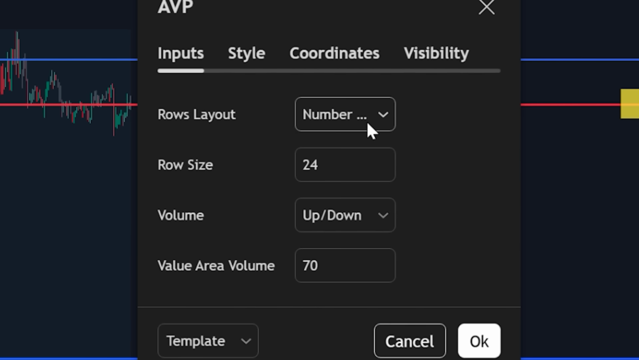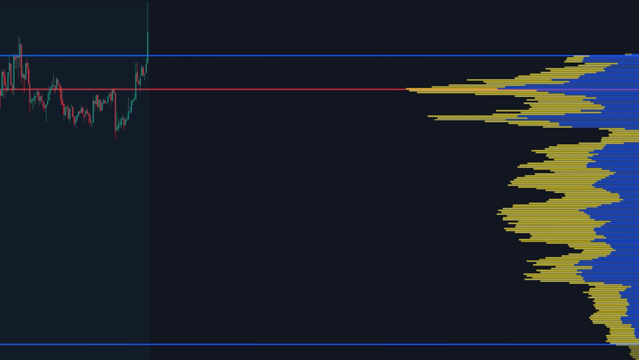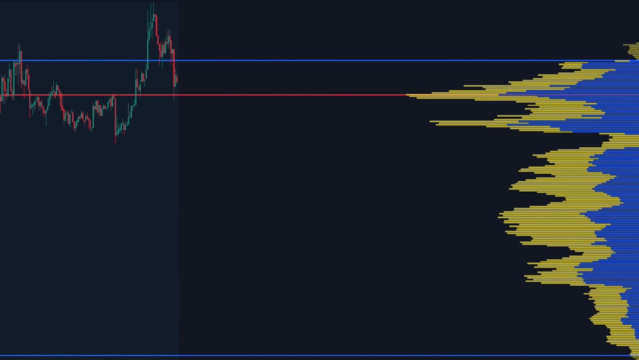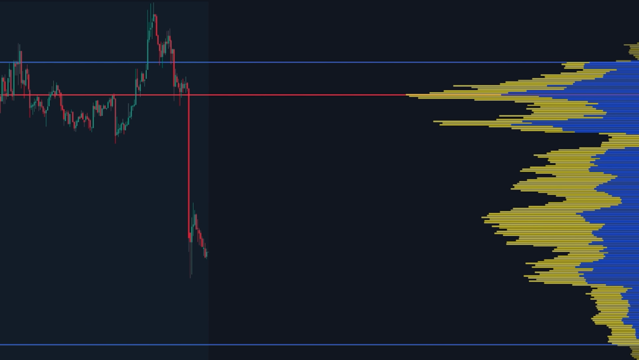Change row layout to number of rows and set it to 400. The default setting gives you 24 rows: blurry, imprecise, useless. At 400 rows, the profile becomes sharp enough to actually trade from. Now that volume profile is on, 3 things become obvious immediately.